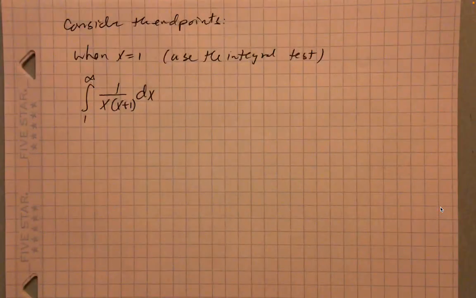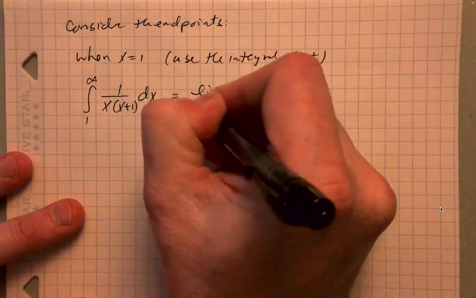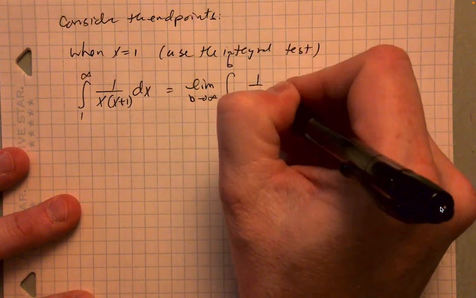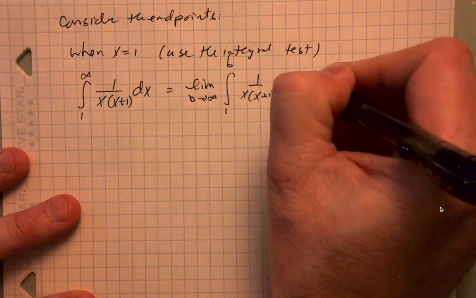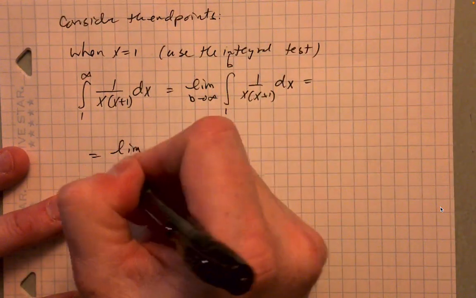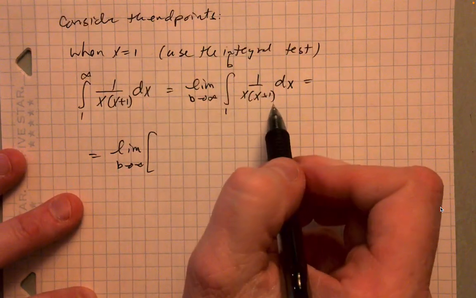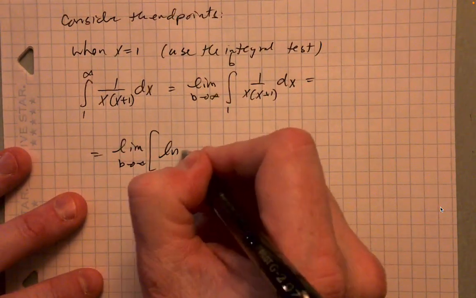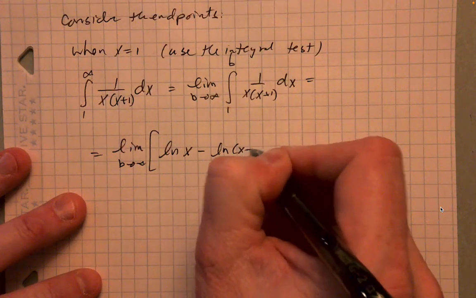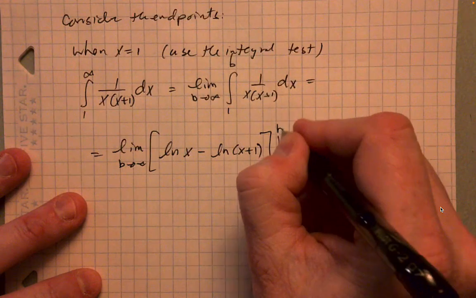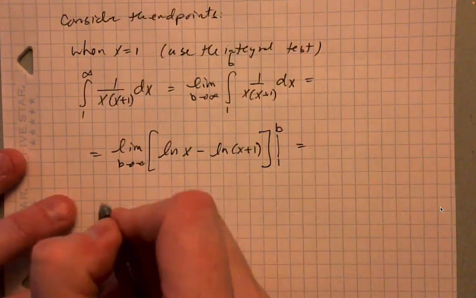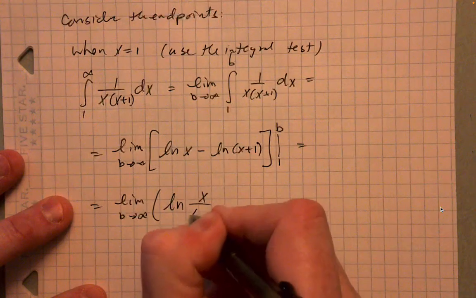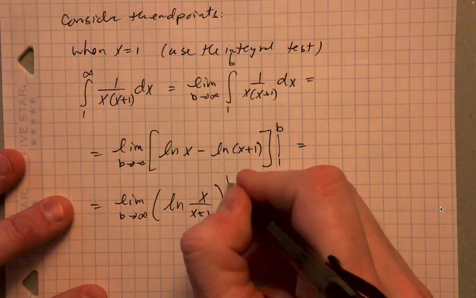Okay. And so this is going to be the limit as b goes to infinity of the integral from 1 to b of 1 over x times x plus 1. When we integrate this, you could use a partial fraction decomposition. I'm going to skip over that part, and we'll see that this is the natural log of x minus the natural log of x plus 1 from 1 up to b. And so the limit as b goes to infinity of the natural log of x over x plus 1 from 1 up to b.